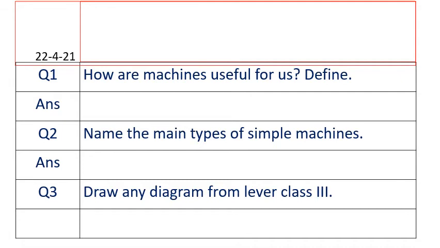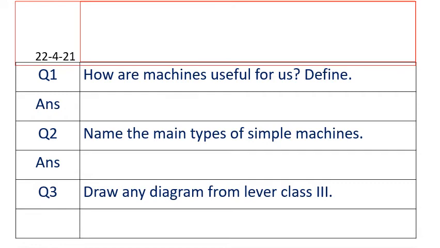So of course you are not going to leave just one or two lines. That depends on how long your question and your answer are. First you will copy down question number 1, then you will write answer number 1. Then you will copy down question number 2 with blue color, that is, name the main types of simple machines. You will write the names of the types of simple machines in the answer.